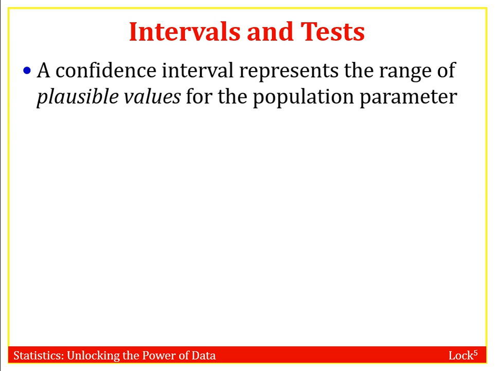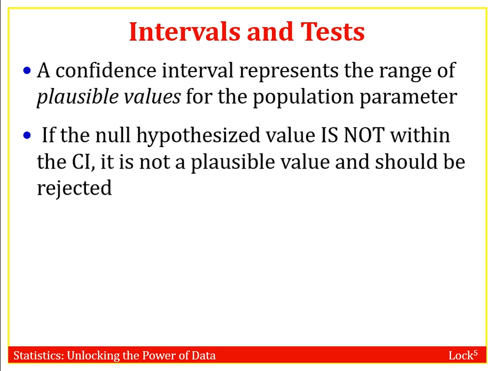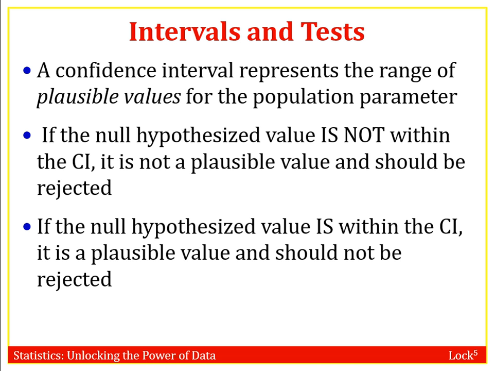Confidence intervals give a plausible range of values for what you would expect for your population parameter. Where your hypothesized value is not within your confidence interval and it's outside, you would not expect it and it should be rejected. If the null hypothesis is within the confidence interval, it's within the plausible range of values and should not be rejected.